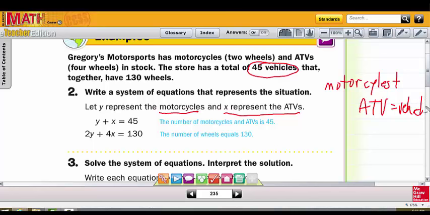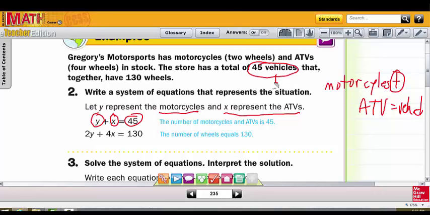I can't quite fit it here, but you get the point. So then once you say that, it's kind of hard just to tell that this is a plus sign here. Once you make that statement, then it becomes obvious that you're going to use some variable for motorcycles, in this case y, and you're going to add the variable for ATVs, and you're going to get the vehicles, which the problem told you is 45.